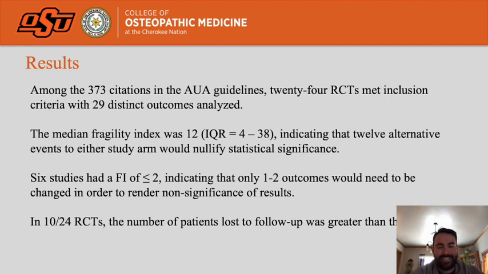Of note, 6 studies we found had a fragility index of less than or equal to 2, suggesting that only 1 or 2 patients needed to have not had the outcome of interest in order to make a non-significant result. Furthermore, in 10 of these 24 RCTs, the number of patients lost to follow-up was actually greater than the FI, suggesting that there's room for speculation on how significant a study's results are.